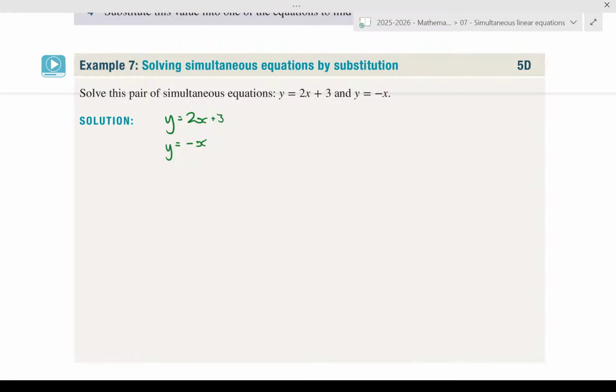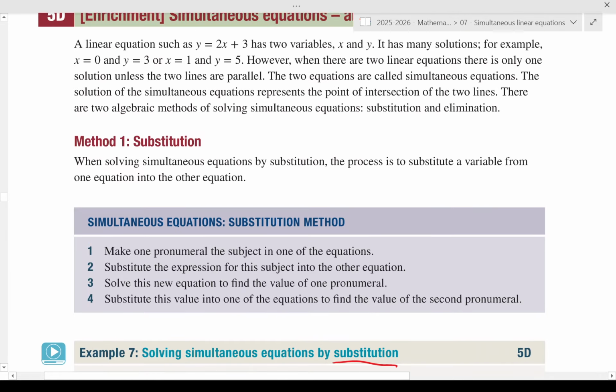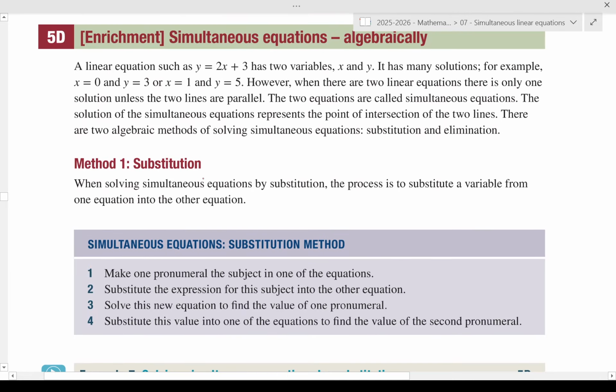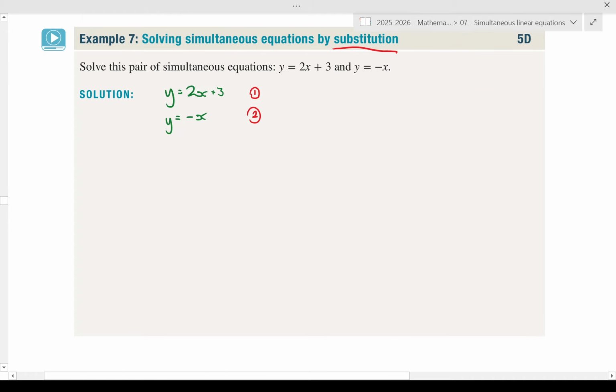The next thing I'm going to do is name or number these. I'm going to call it equation 1 and equation 2. Now, we've been given a specific process that we're going to follow. There are two different ways: you can either use elimination or you can do substitution. So we're using method 1, which is substitution. It does give you some instructions on how to do it. I'm not going to worry about them at the moment. I'll go through them in class, but we're going to do it now.